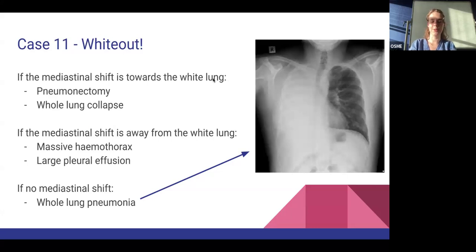Just quickly, I'll mention whiteout. It can look really scary when you get presented with this, but there's a good structure to think about it. If you've got mediastinal shift and it's towards the white lung, then either they've had a whole lung taken out, so pneumonectomy, or the whole lung has collapsed. Either way, they've only got one lung. If the mediastinal shift is away from the white lung, it's full of fluid. So a large pleural effusion or a massive hemothorax. If there is no mediastinal shift, then we'd be more thinking whole lung pneumonia, but that's very rare and more common in immunocompromised people. So that's a good structure to think about that.